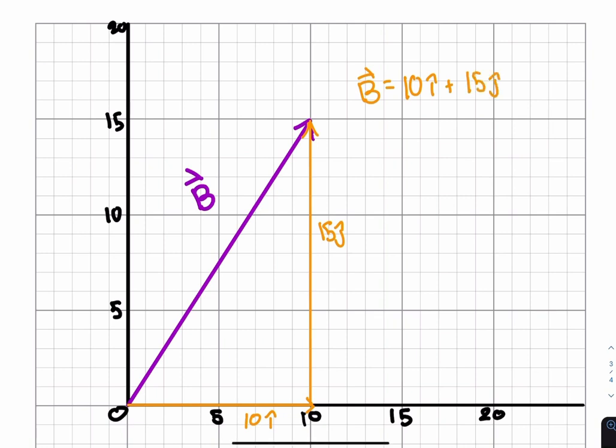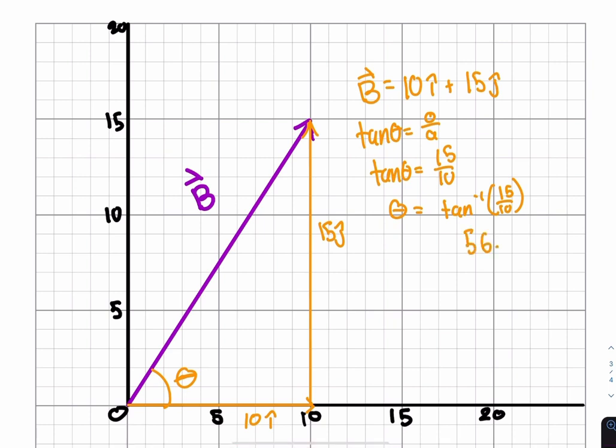Now, we can solve for the angle, aka the direction of vector b. To do this, we can use tangent theta is equal to opposite over adjacent. In this case, tangent theta will be equal to 15 over 10, which means theta is equal to the inverse tangent of 15 over 10. Now, using a calculator, this comes out to be around 56.3 degrees.